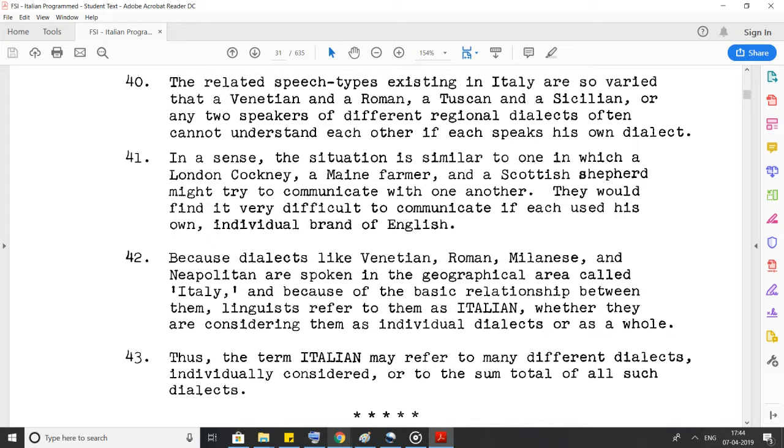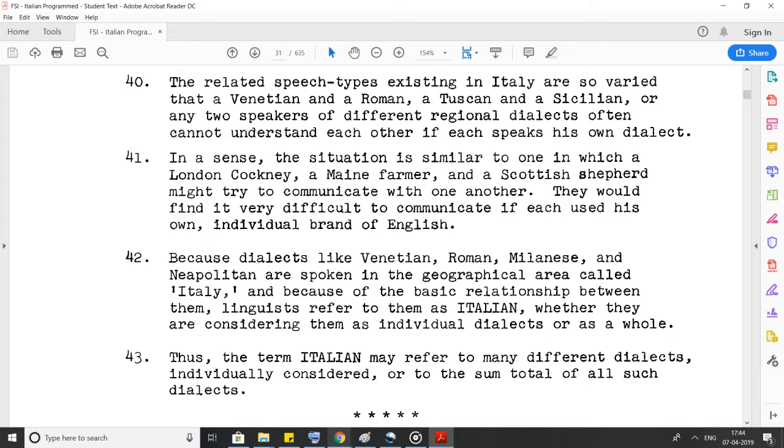In a sense, the situation is similar to one in which a London Cockney, a Maine farmer, and a Scottish shepherd might try to communicate with one another. They would find it very difficult to communicate if each used his own individual brand of English.